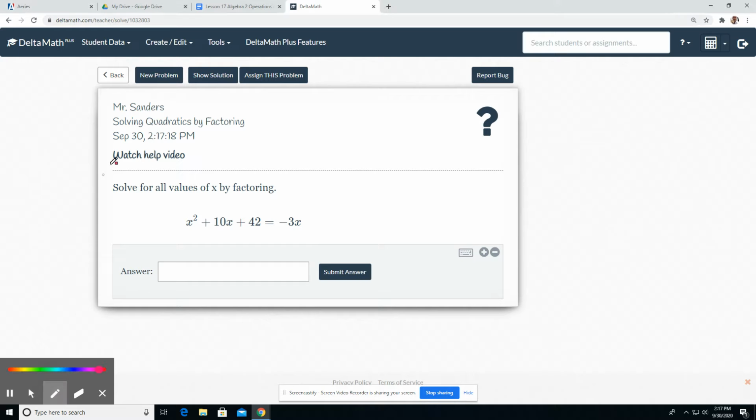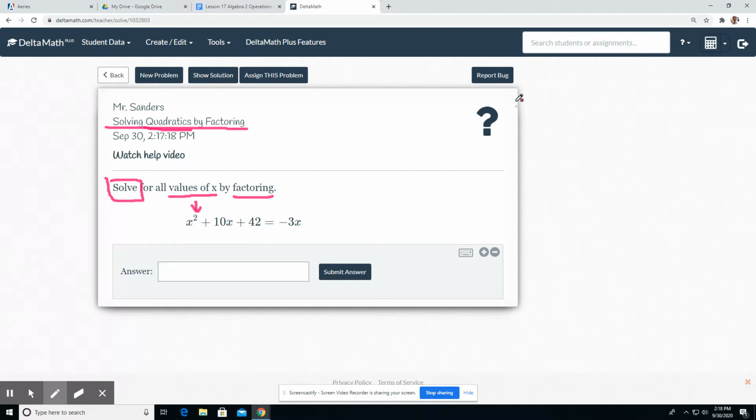We are asked to solve quadratics by factoring. Solve for all values of x by factoring. So the first thing that we need to do to factor is use the zero product property, which means we need to have a zero on one side of the equal sign, everything else on the other side. We can see that this is a quadratic because the highest exponent, the highest degree, is 2 here.